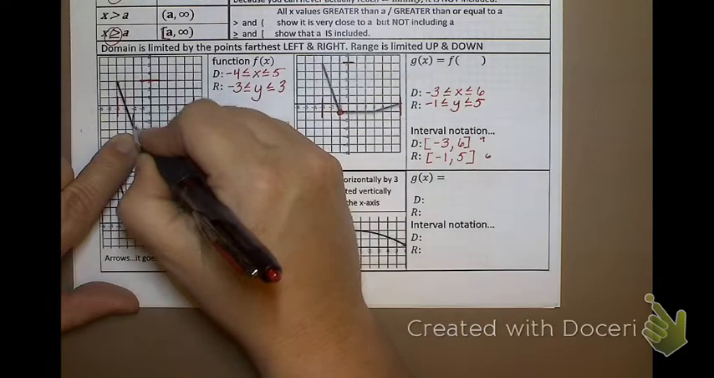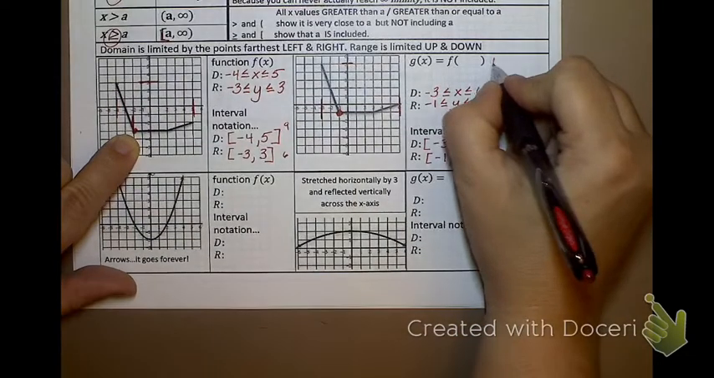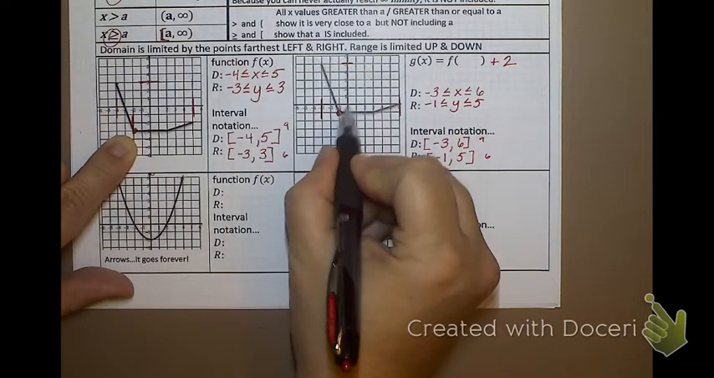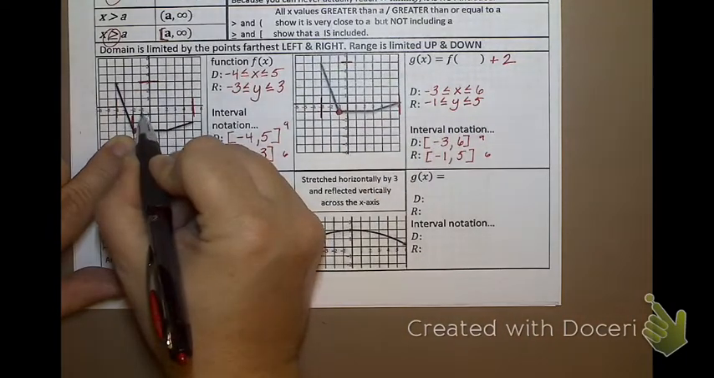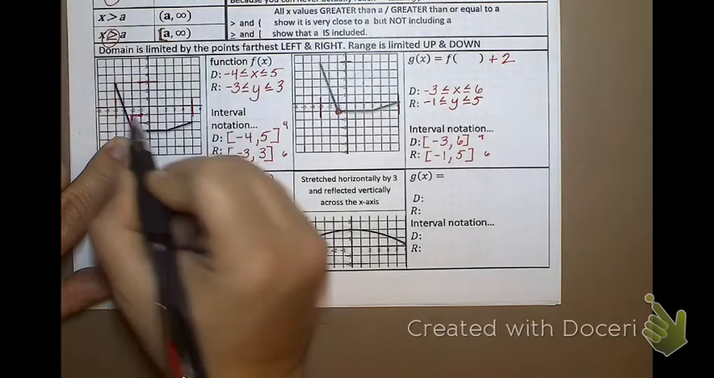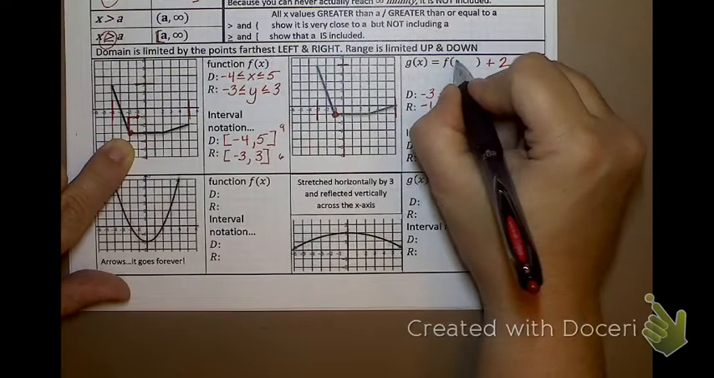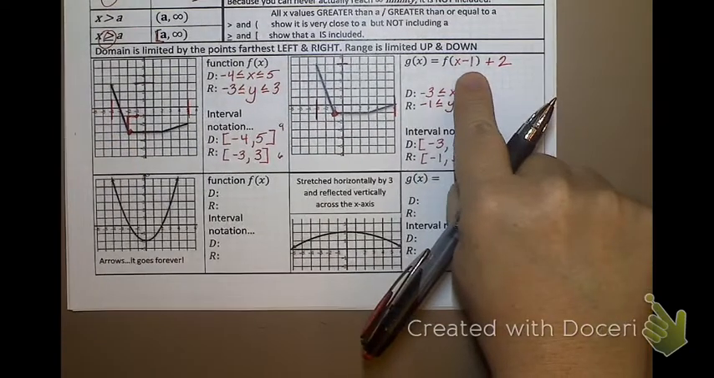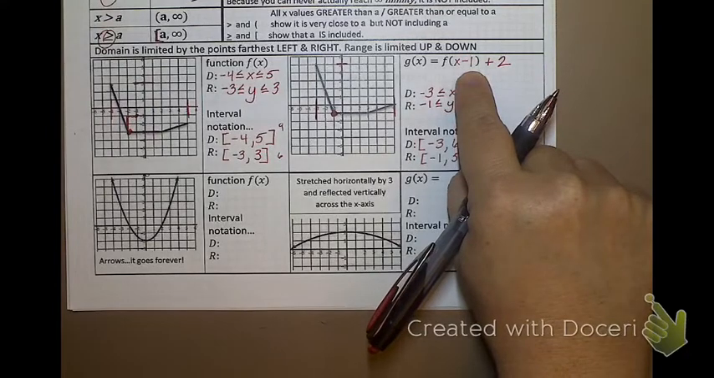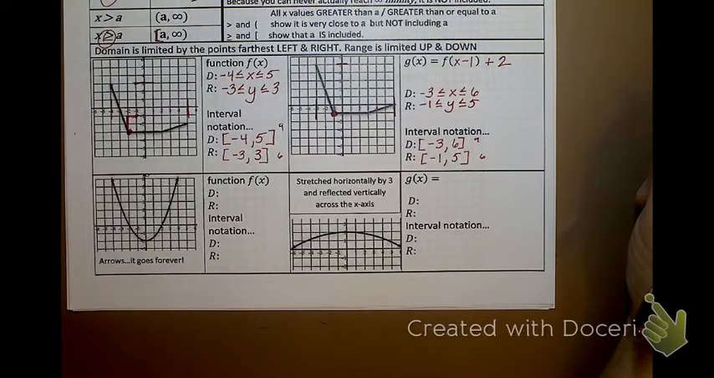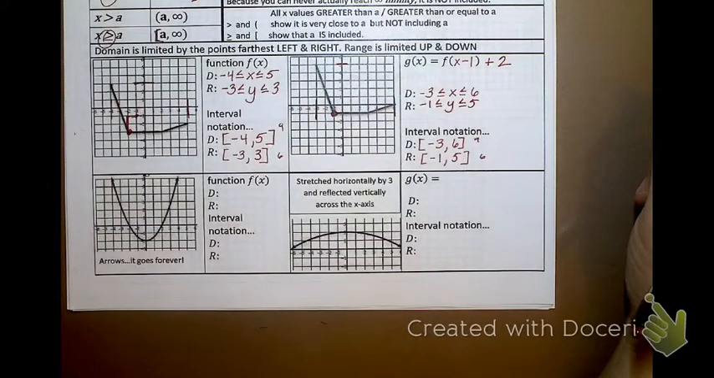Up 2. So that would be a k value of 2. And how else? It needs to get to -1, -1. So it needs to get to there. So it moved up 2 and right 1. So I have a -1. Right 1 means I have an h value of +1 that looks like -1 when I put it in the parentheses. Okay? So far so good? That's what we're doing today.